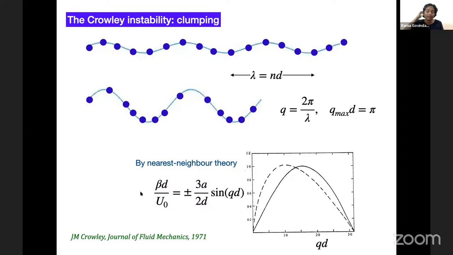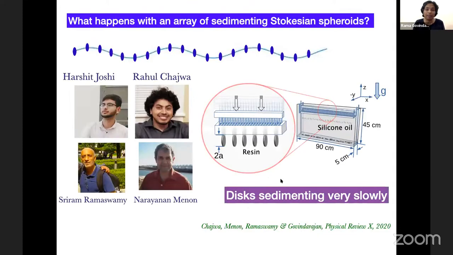So Crowley showed very nicely by nearest neighbor theory that there is a growth rate beta, and beta is on the y-axis here, and QD, the non-dimensional wave numbers, on the x-axis. And he showed that if you only consider nearest neighbor interactions, then this is the growth rate. But you could consider all infinite of them, and because the effect falls off as 1 by r, it makes a small difference, but it doesn't qualitatively change the answer. So the summary so far is that anytime you have an array of spheres, they are unstable. There's always a growth rate at any wave number. So that's the moral.